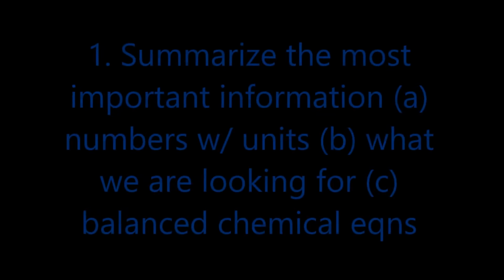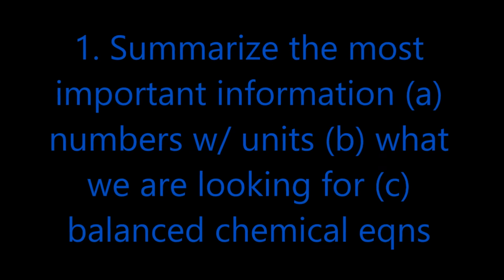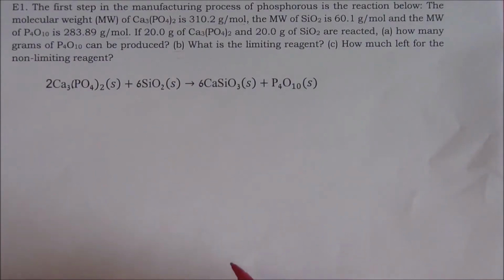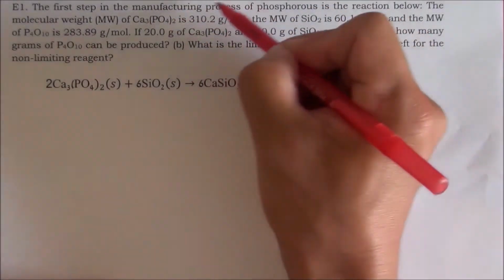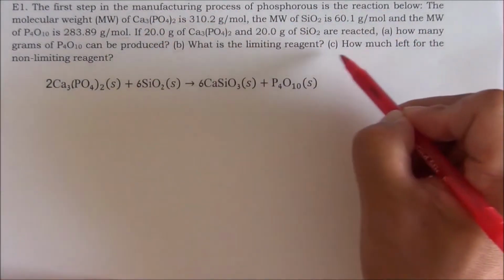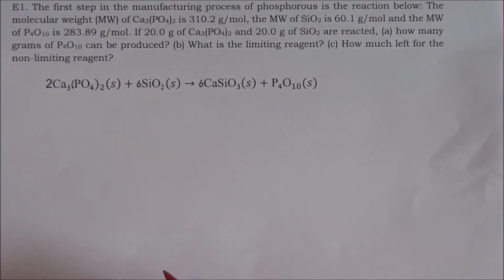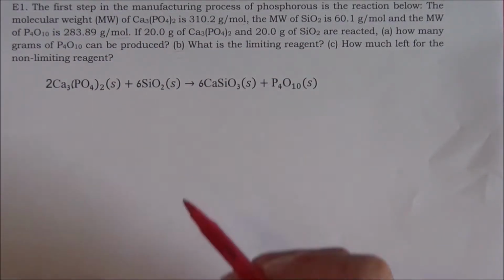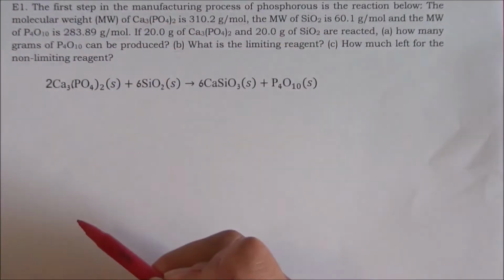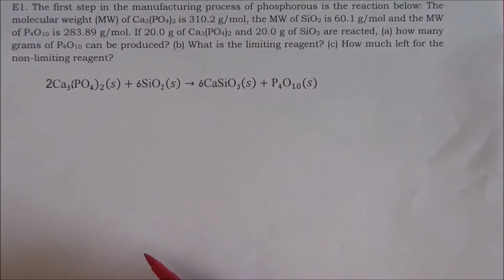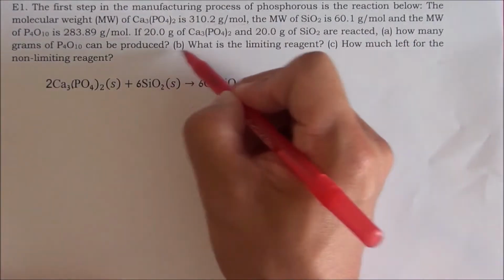When we are given a problem, the first step is to write down the most important information. The most important information includes numbers with units, what we are looking for, and a balanced chemical equation if there is a chemical reaction. Generally, we will write down the numbers with units next to the chemical around the balanced chemical equation, because this will help us to identify what kind of calculations we need in order to answer the questions.